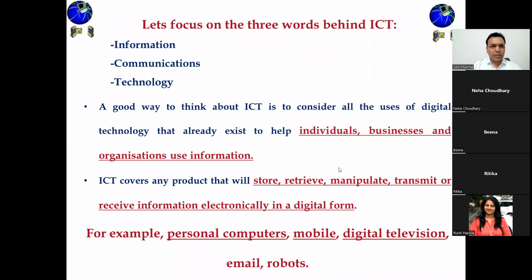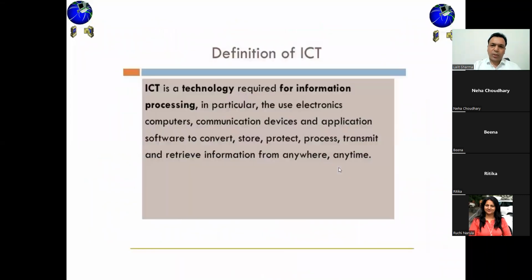Okay, guys. So it's not a new word. It is a simple word, simple thing. Okay. So now what is the definition of ICT? ICT is a technology required for information processing, using electronics, computers, communication devices, and application software to convert, store, protect, process, transmit, and retrieve information from anywhere, anytime. This is the full-fledged definition of ICT, right, guys?